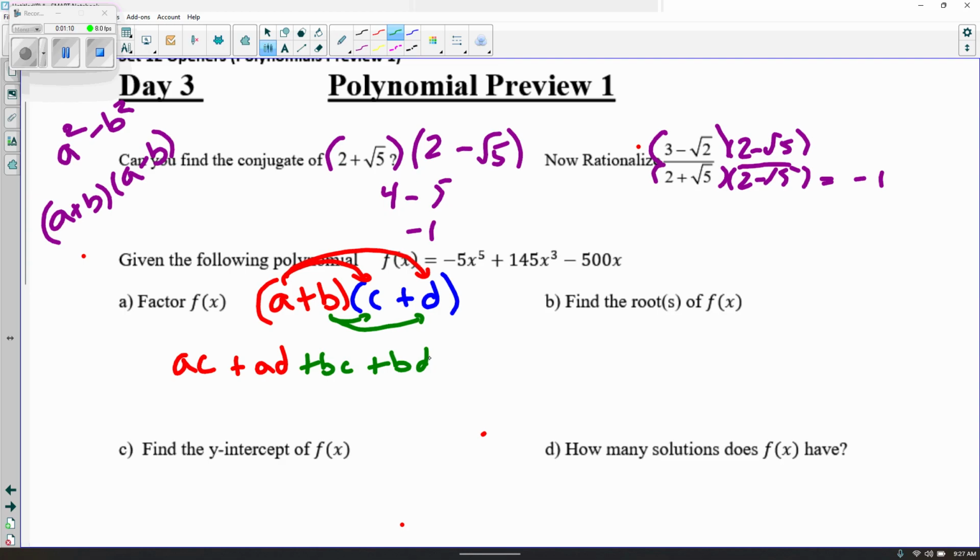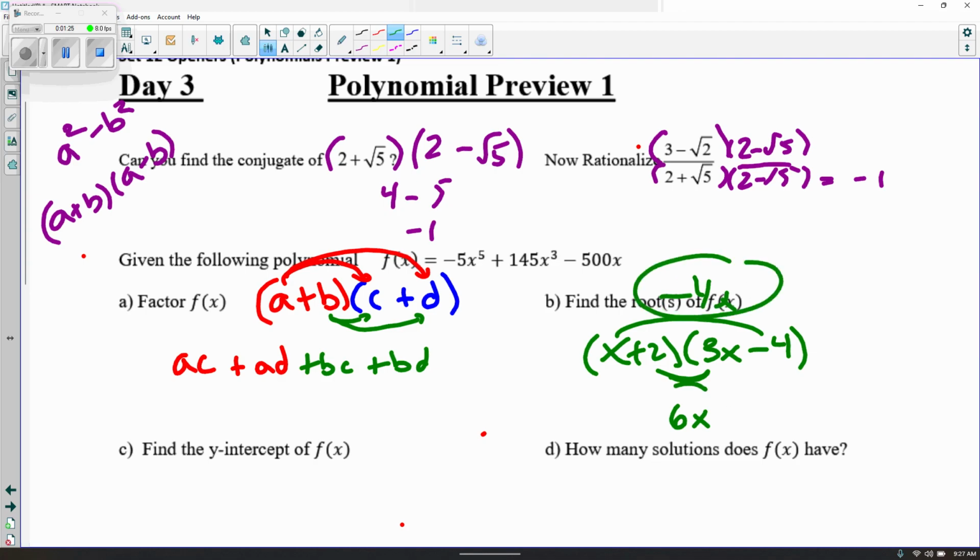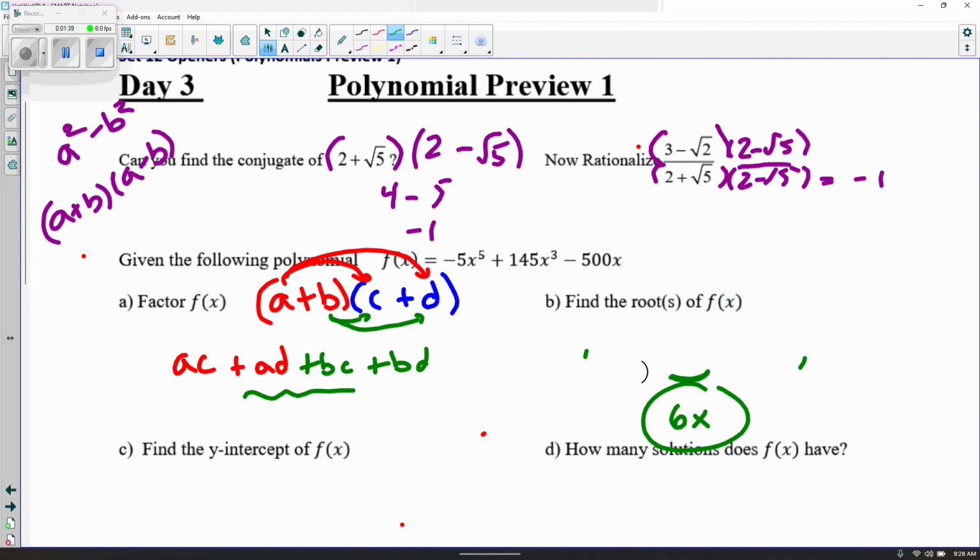Now, what's really nice is when we're doing something like x plus 2 and 3x minus 4, these terms right here, which are the 6x and the minus 4x, match, correct? So we usually can combine our middle terms when we're multiplying polynomials together. But this is a square root, so it's a little bit different.